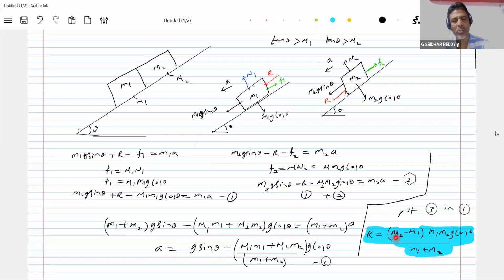If mu2 equals mu1, then R will be 0. R will be 0, that one. If mu2 is less than mu1, they will lose contact. Both will slide but lose contact. If tan theta is less than mu2, block m2 will not slide, and the block m1 will slide down.